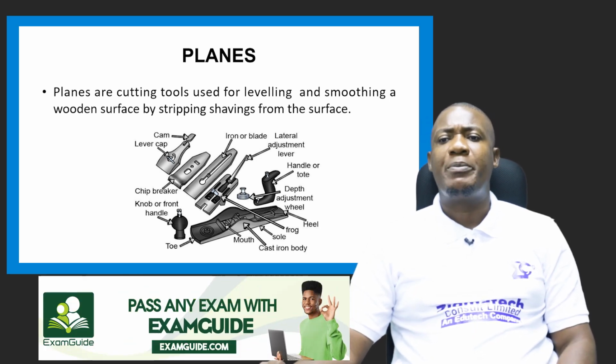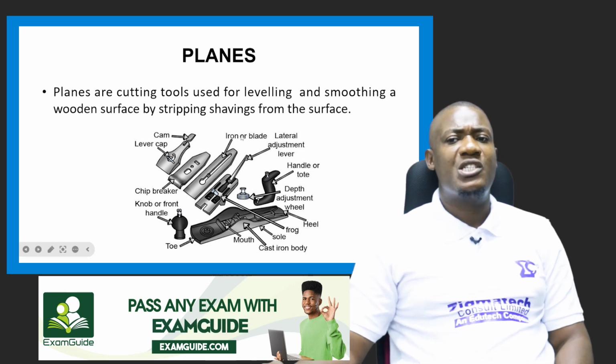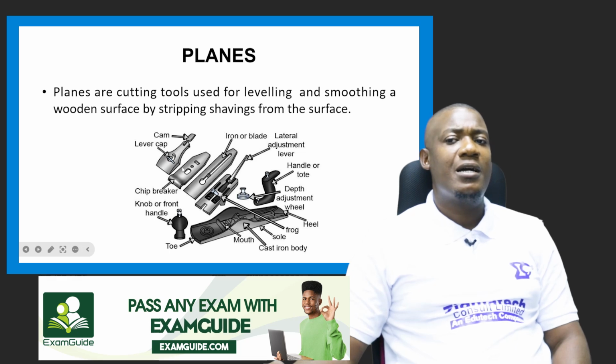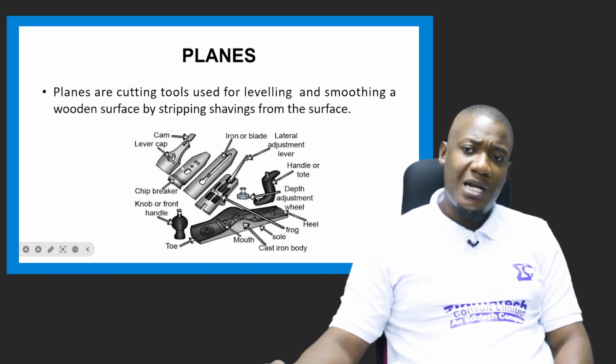Okay, we also have the cam. We have the lever cap, like you can see. Then we have the chip breaker. Then we have the blade. This is the blade. This is the chip breaker.